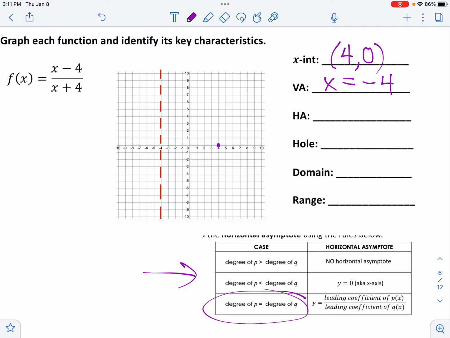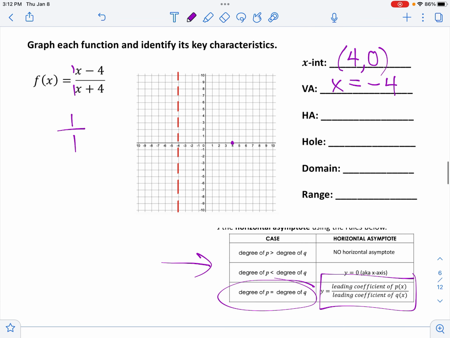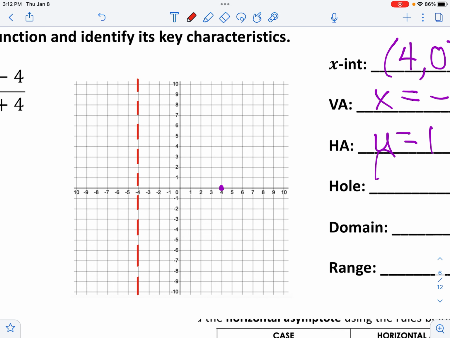So then I look at the leading coefficient. The leading coefficient of p is 1. The leading coefficient of q is also 1. According to this, I just do 1 over 1 to find my vertical asymptote, or I'm sorry, my horizontal asymptote, which is when y is equal to 1 over 1, which is just 1. Okay, so let's switch this to red. So I have a horizontal line.